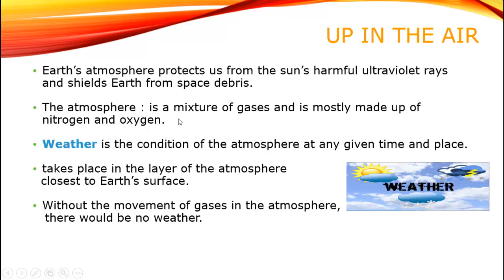Some conditions may make a change in the atmosphere, and this change is called weather. So weather is the condition of the atmosphere at any given time and place. Weather takes place in the layer of the atmosphere closest to the Earth's surface. Without the movement of gases in the atmosphere, there would be no weather. So weather is a condition of the atmosphere. When any change happens in the atmosphere, this is called weather.